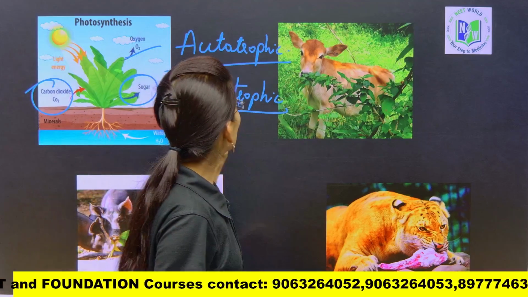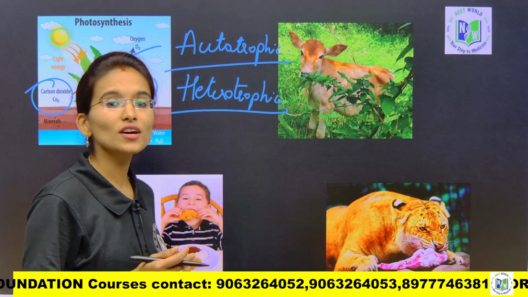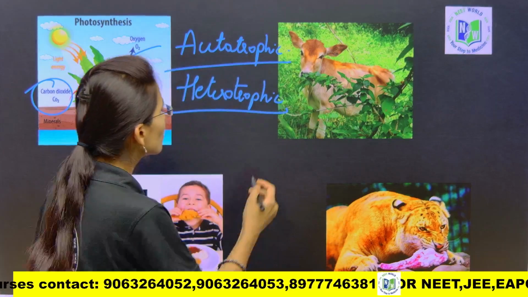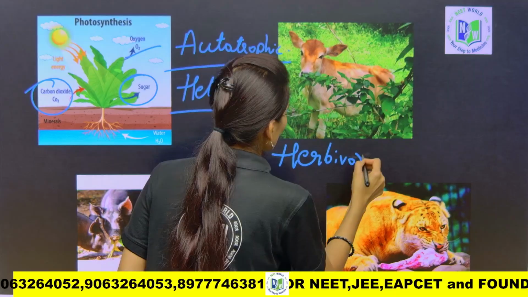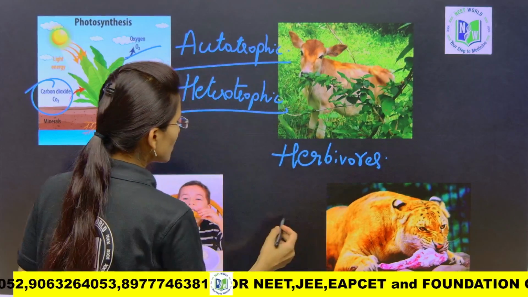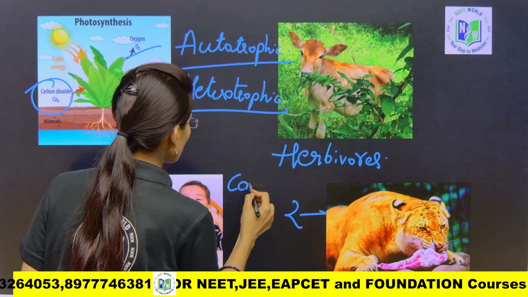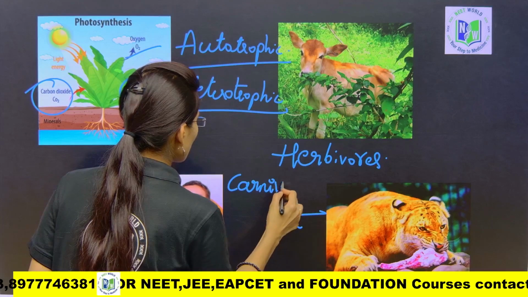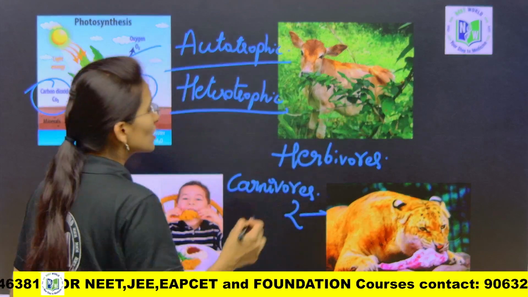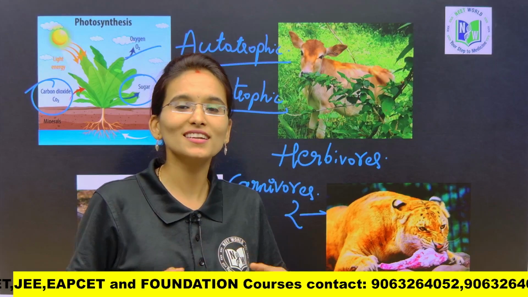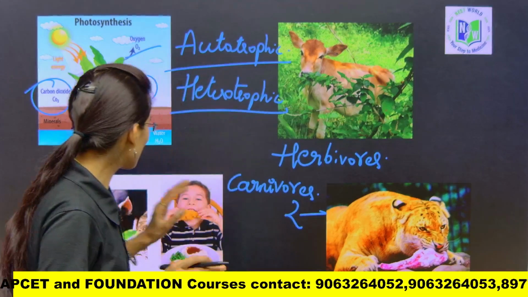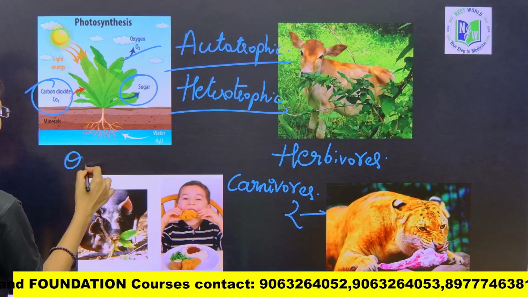And next, in the heterotrophic mode of nutrition we are going to learn about 3 different types of organisms. Those are herbivores, and next one is carnivores. By looking at the images you can easily understand, my dear students, it is not at all boring, it is very interesting and easy to learn. And next one is omnivores.